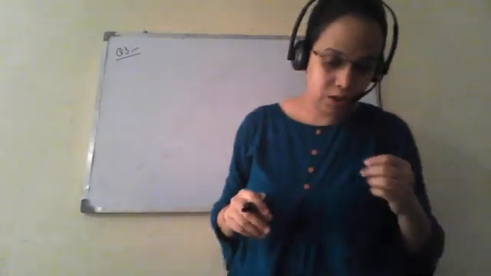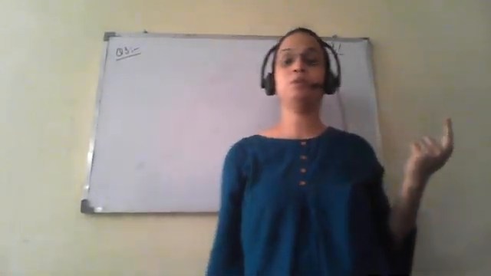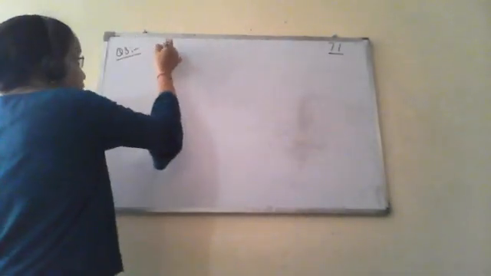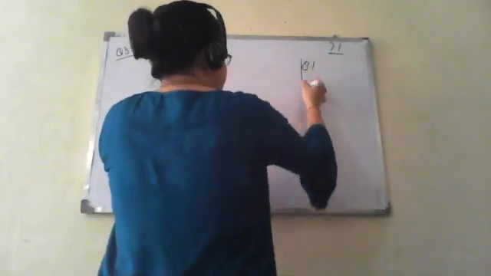Question number 3 says find the smallest number by which each of the following must be divided to obtain a perfect cube. So in the previous question we multiplied to make a perfect cube. In this we have to divide to make a perfect cube. The first part is 81. It is a similar process. We have to do the prime factors.